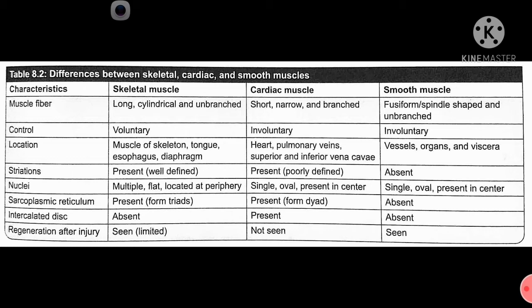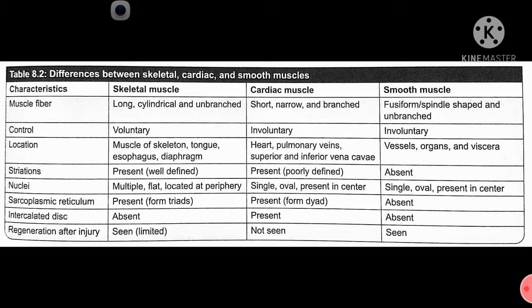Now we will move to the fifth difference, that is the nuclei. In case of skeletal muscle, the nuclei are multiple, flat and located at the periphery. In case of cardiac muscle, the nucleus is single, oval and present in the center. And in case of smooth muscle, the nucleus is single, oval and present in the center.